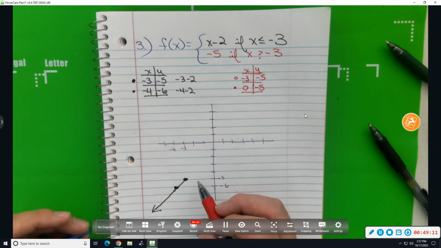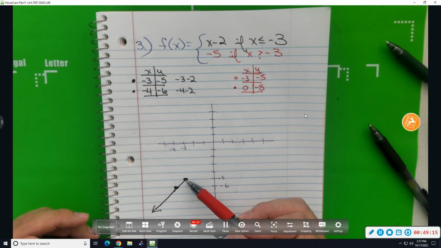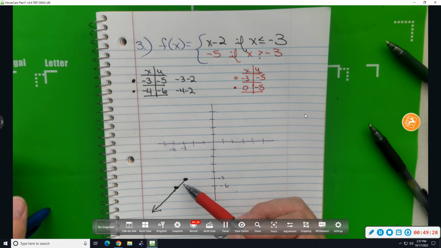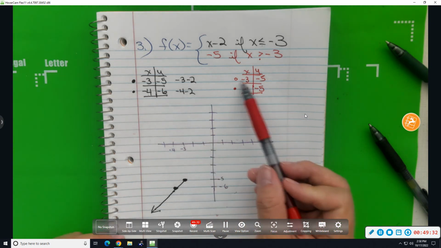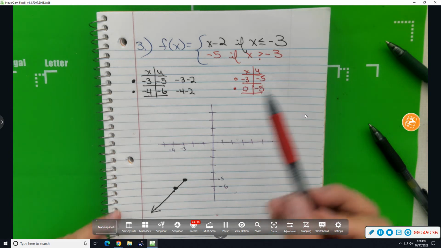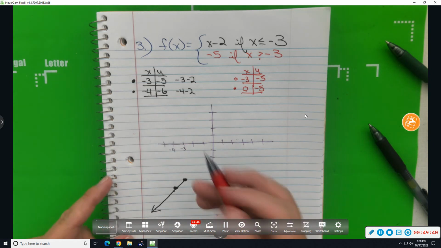So we go to negative 3, negative 5. Here it is. Hey, wait a minute. I already have a closed dot there. If you have both an open and a closed dot appearing on the graph at the same spot, closed dots take precedence. That open dot says negative 3, negative 5 isn't on the graph, but yes, it is. It's on the graph because of the black piece.